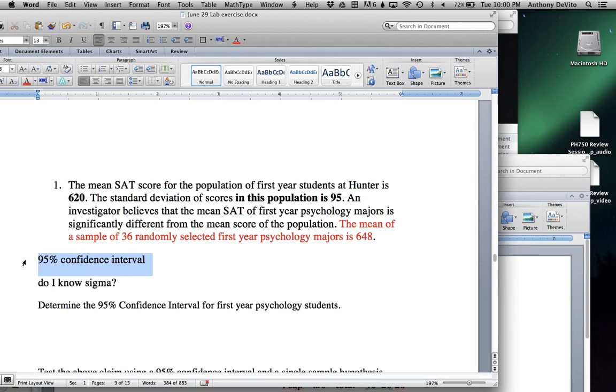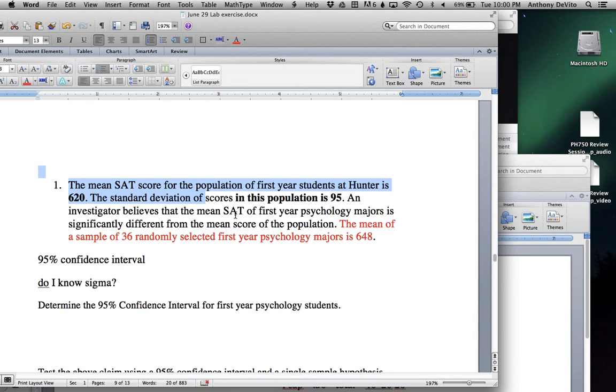Anyone want to hazard a guess? Do I know sigma at this stage? I know sigma for the population of first year students at Hunter. I don't really know sigma for the population of first year psychology students, right? So I would say I don't know sigma for this particular situation.